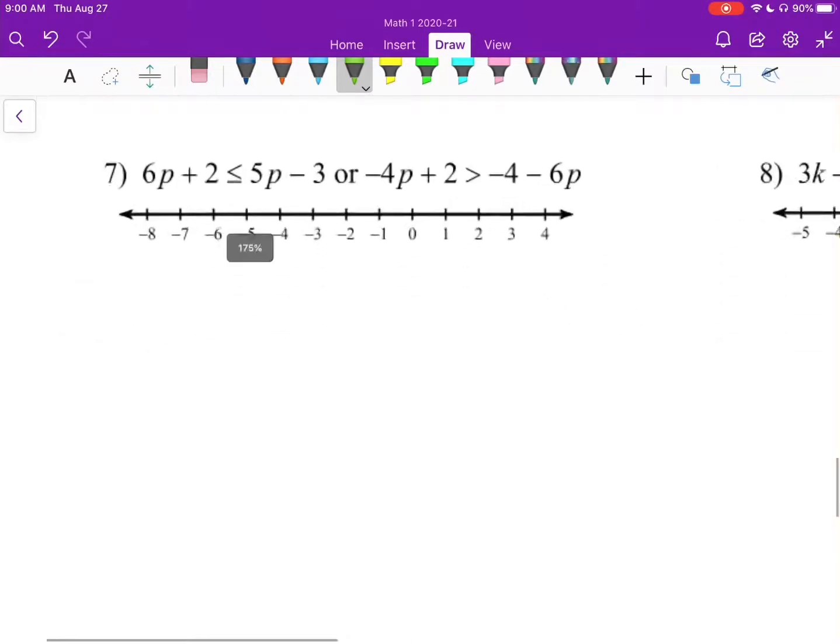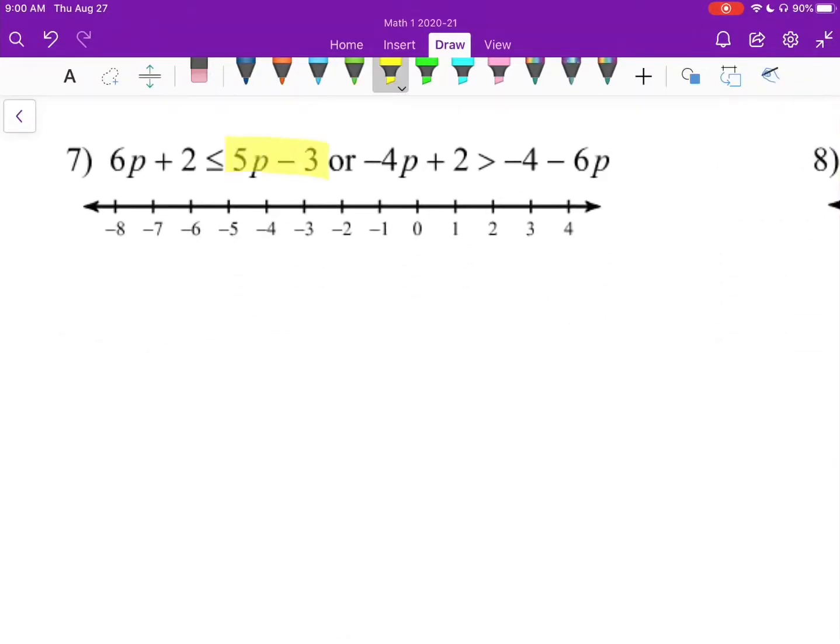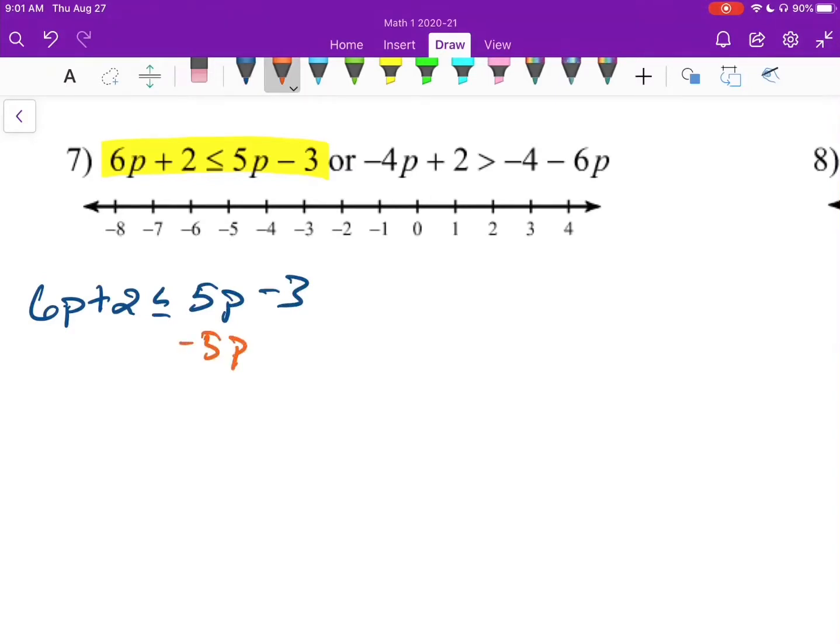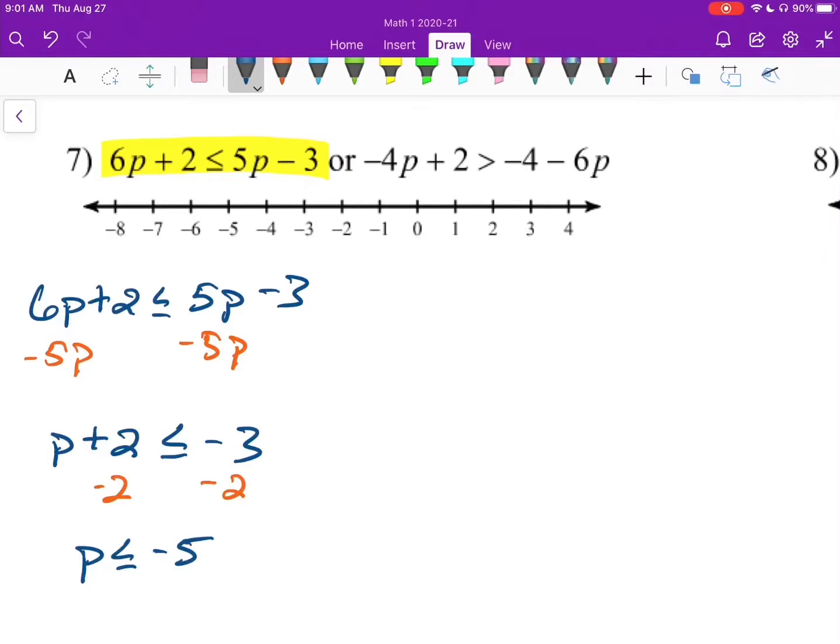Number 7. We'll start off with this left guy again. We get 6p plus 2 is less than or equal to 5p minus 3. I'll move my 5p to the left, and I get p plus 2 less than or equal to negative 3. Subtract 2 from both sides. P is less than or equal to negative 5.